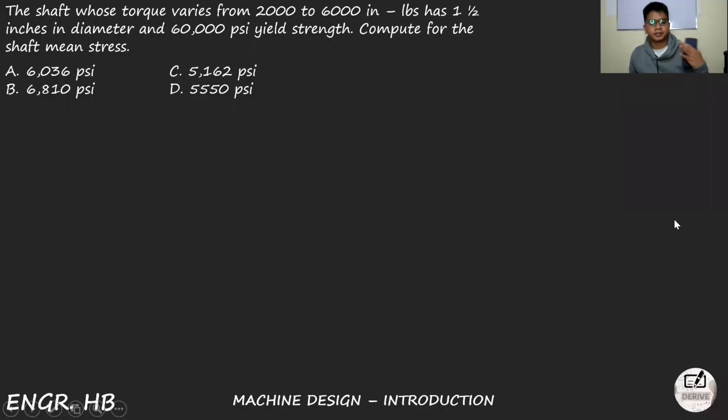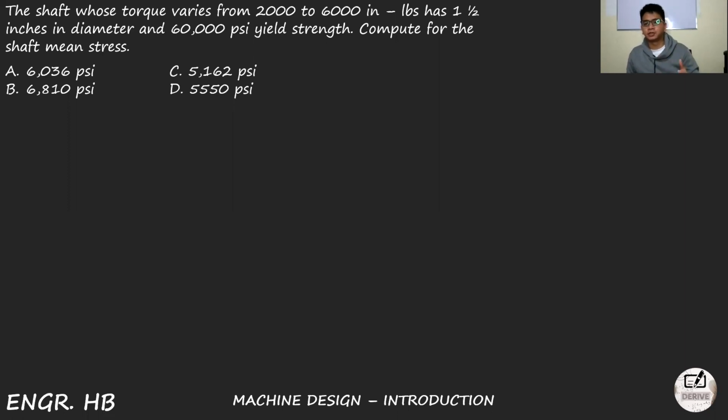So we have first question. The shaft whose torque varies from 2,000 to 6,000 inches pounds has 1.5 inches in diameter and has 60,000 psi yield strength. Compute for the shaft mean stress. So sa atin, medyo ako never, kung sa normal na usapan, shaft mean stress na is never heard sa atin. Pero don't worry because shaft mean stress is also the same as the shaft average stress.